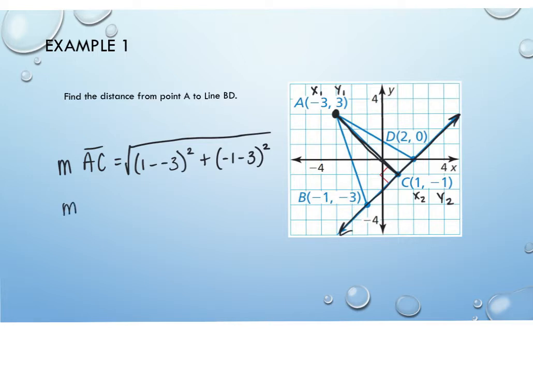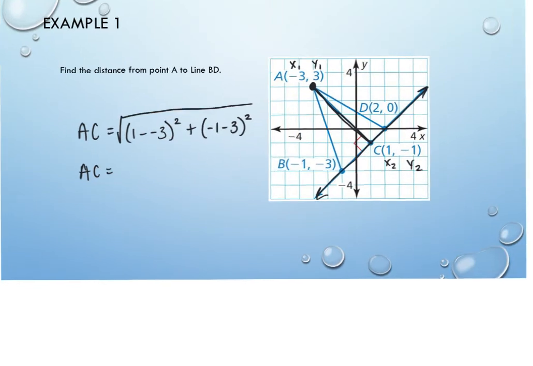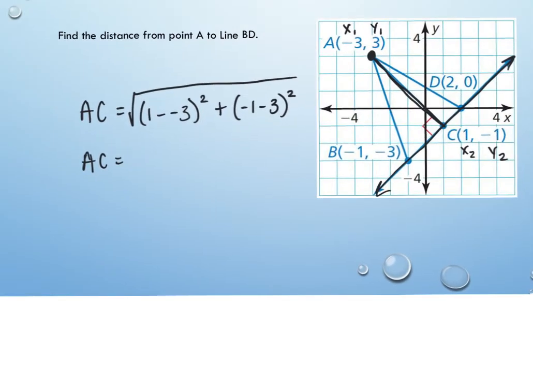So the measure of AC, sorry, that's not how we write it. You should just write it as AC. Remember, the measure, the M comes with angles, not with line segments. That's my mistake. Okay, so we're going to write it as the square root of 1 minus -3 becomes 4, because it's 1 plus 3 squared, plus -1 minus 3 is -4 squared.